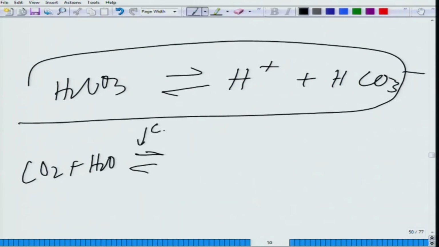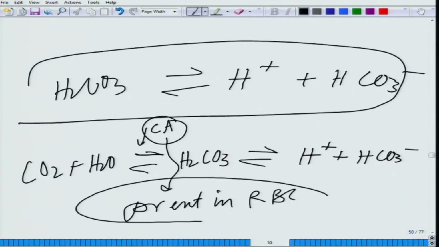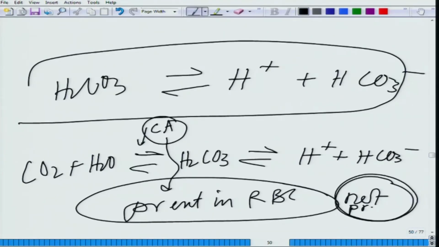Okay. So, if I put the whole reaction in perspective, it is like this: CO2 plus H2O, a reversible reaction. This is where carbonic anhydrase comes into play, giving H2CO3, and then from here it breaks down to H plus and HCO3 minus. And this carbonic anhydrase is present only in the RBCs. It is not present in plasma. Mark my word, not present in plasma. So, this reaction has to take place inside the RBCs.